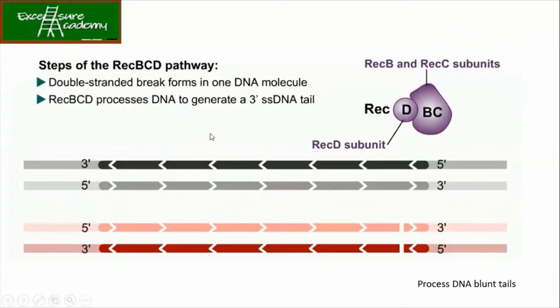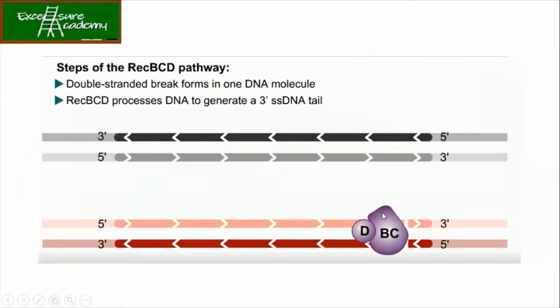Okay. Now what happens is that when there is this double strand break, in order to process this DNA, the RecBCD subunit proteins come and bind over here. Can you see it over here? D and BC are together. BC, they have made it like this over here, but they are separate subunits. So you have got the RecB, RecC subunits and the RecD subunit. Correct? Okay, so they come and recognize where the blunt ends are present.